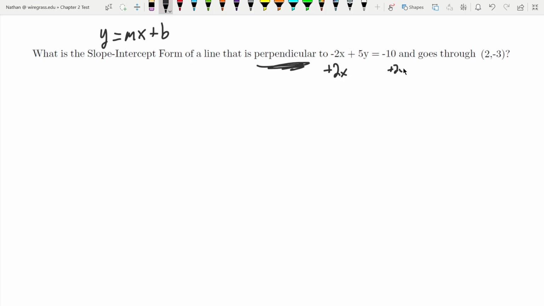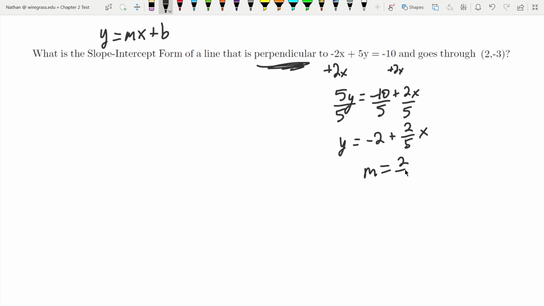I'm going to add 2x to this side. It's going to give me 5y equals negative 10 plus 2x. Then divide by 5. That's going to give me negative 2 plus 2/5 x. So the slope of this line is 2/5.